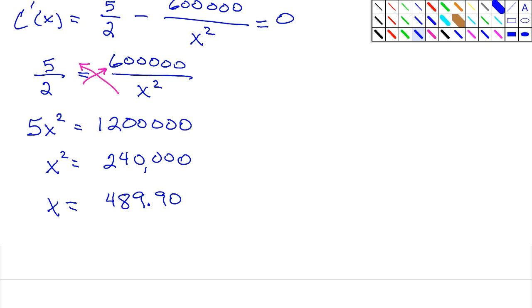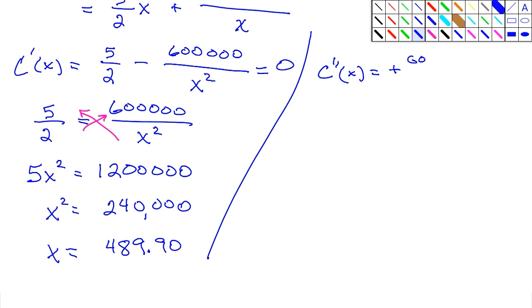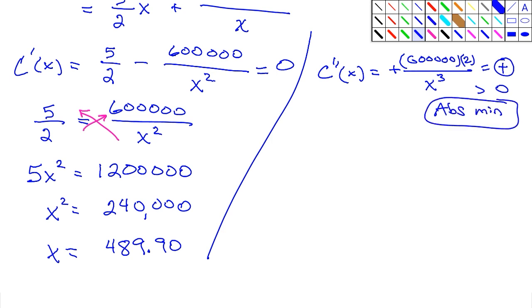All right, let's verify that this is in fact the minimum, because we're trying to minimize cost. So I'm going to take the second derivative of my function. And the second derivative is going to be positive 600,000 times 2 divided by x cubed, and you can verify that. But either way, the top number is positive. The bottom number is positive because x is the number of napkins, and the number of napkins has to be positive. So this is positive. It's greater than 0, which means we have an absolute minimum because it's concave up.